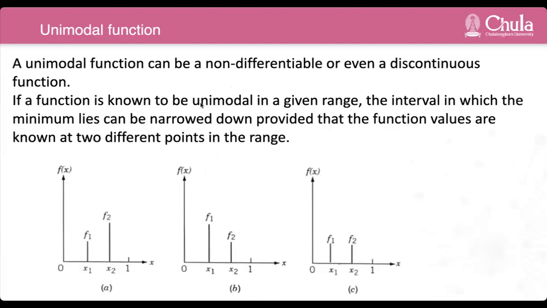Okay, from the definition of unimodal function, if we test x1 and x2, from 0 to 1 is our area of interest, okay? And we test against x1 and x2. We sample x1 and x2. At x1, we obtain f1 like this. At x2, we obtain f2 like this.